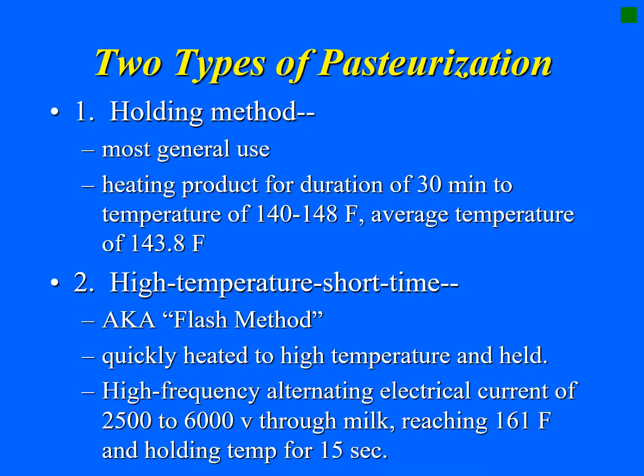So most of them have really switched to high temperature short time, which is called the flash method. Basically, you heat it quickly to a higher temperature and hold it. Typically we generate that heat through electricity. It can go through milk. I know Anheuser-Busch pasteurizes their beer. It's high frequency alternating electrical current, anywhere between 2500 to 6000 volts. It reaches a temperature of 161 degrees and is held for 15 seconds. So with just a little bit higher temperature, you cut down the time from 30 minutes to 15 seconds.